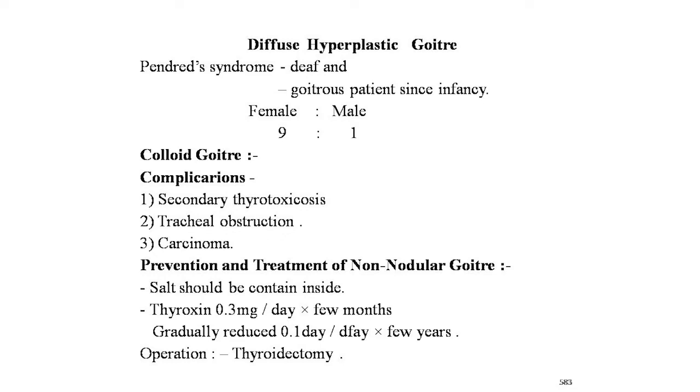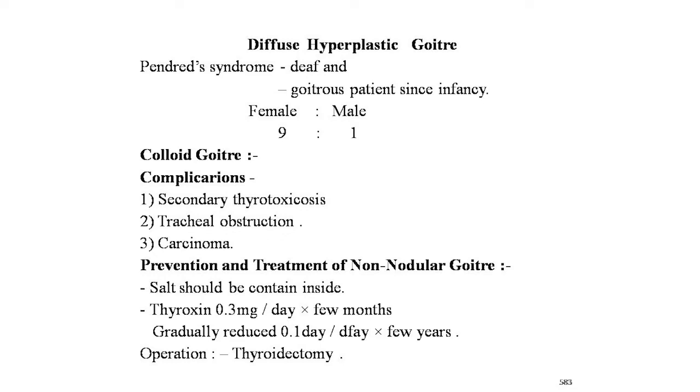Now the complications of this simple goiter, particularly in nodular goiter and colloid goiter, are secondary thyrotoxicosis, tracheal obstruction and carcinoma. Secondary thyrotoxicosis may complicate about 30% of nodular goiters. Tracheal obstruction is due to substernal prolongation of the goiter or may be seen in huge goiters. Carcinoma is not common in simple goiter, yet the possibility must be excluded in all nodular goiters.